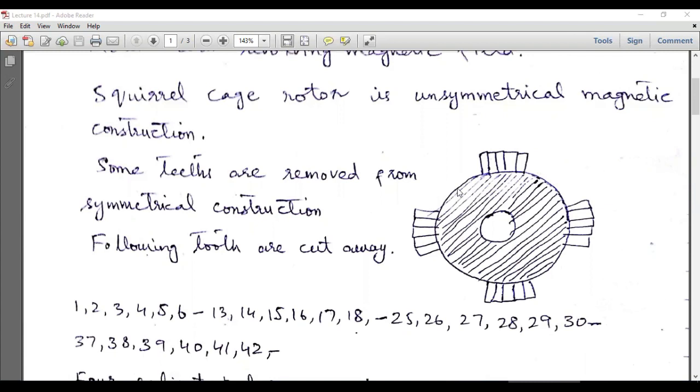So suppose there are in total 48 slots or 48 tooth of the rotor, and first six tooth are removed, second six tooth are kept, then next six tooth are removed, and then next six tooth are kept, and so on. So 1 to 6, 13 to 18, 25 to 30, and 37 to 42. These are the tooth which are actually cut away. So as a result, we get such a final design of our rotor.